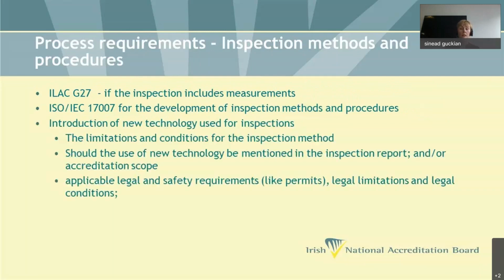And on inspection methods and procedures, reference is made to ILAC G27 if the inspection includes measurement. It's also 17007 for the development of inspection methods and procedures, specifically in relation to new technologies, and in the introduction of new technologies used for inspections. The limitations and conditions for the inspection methods. Should the use of new technology be mentioned in the inspection report or the accreditation scope? And consideration should be given to the legal and safety requirements and legal conditions.